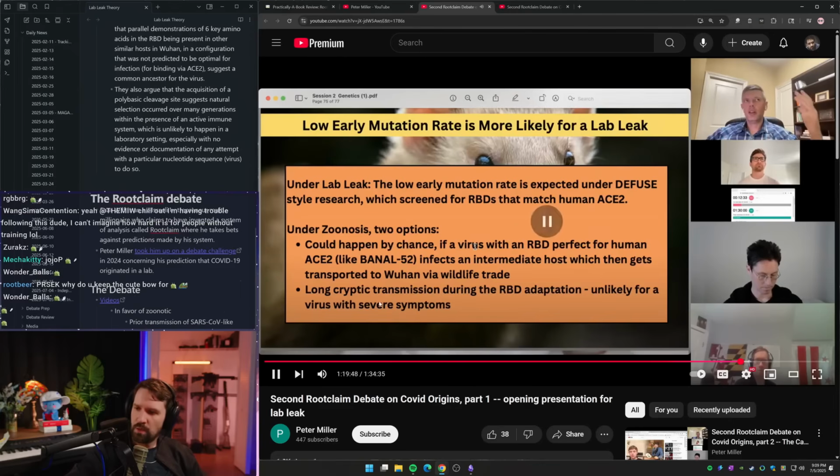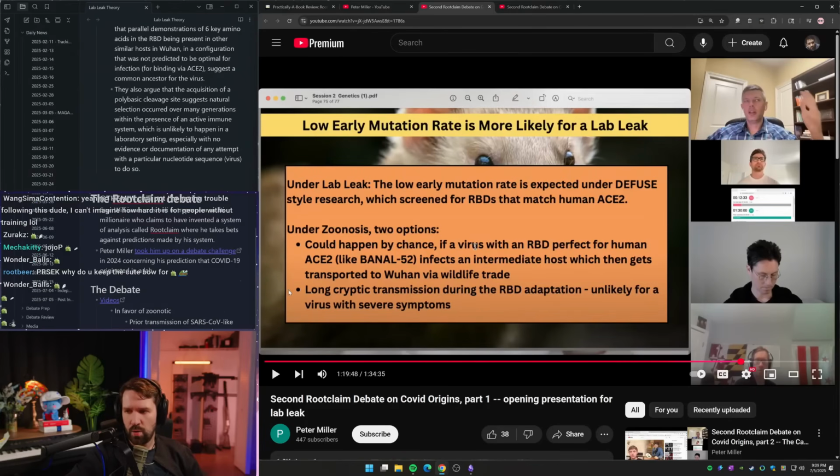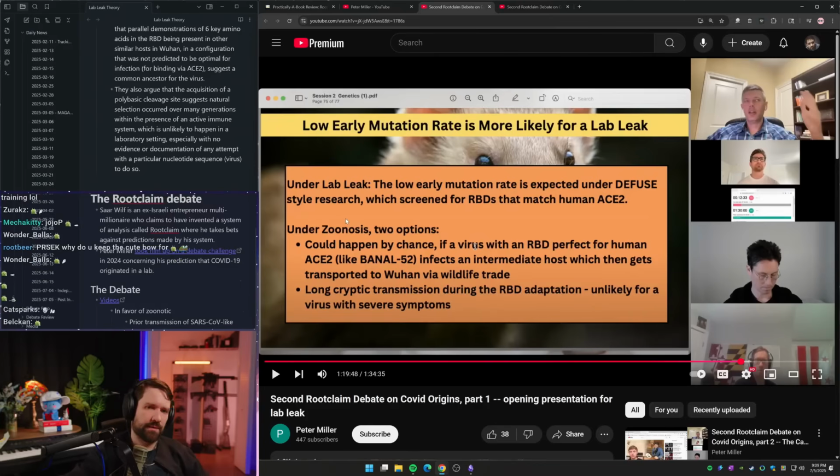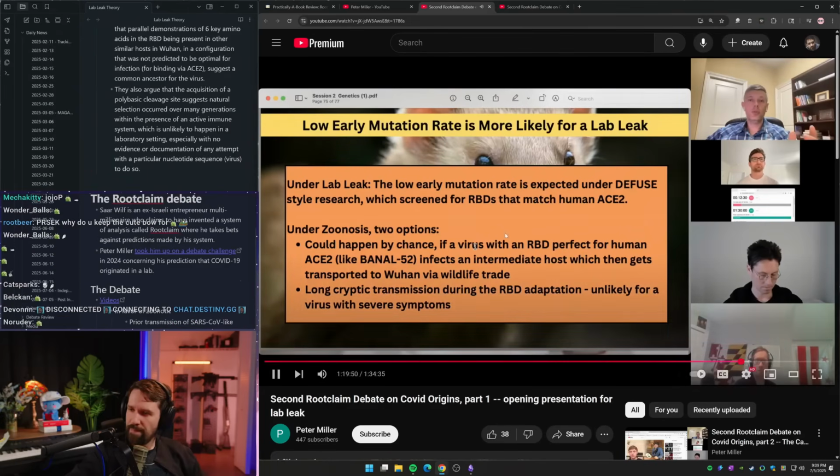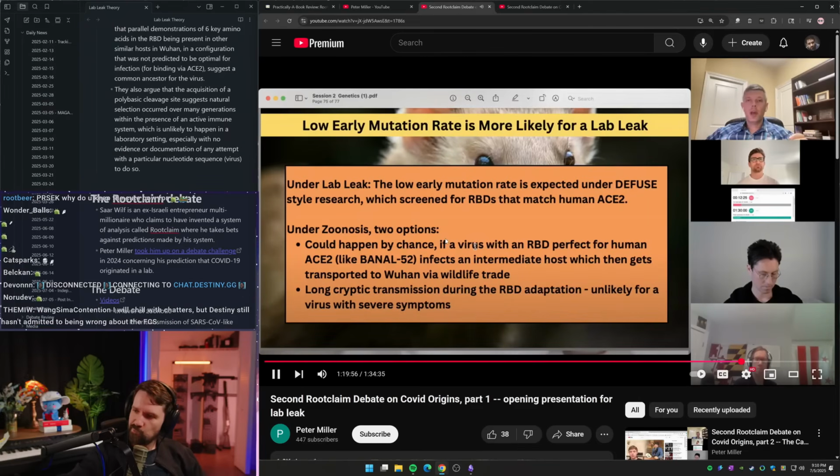Cryptic transmission means basically an asymptomatic transmission from one thing to the next, and it's undetected, right? Because it doesn't present with enough symptoms to get measured in a lab or treated. It's surprising for these features to have arisen in SARS-2.